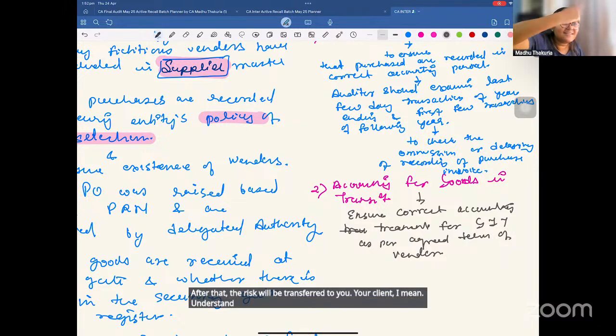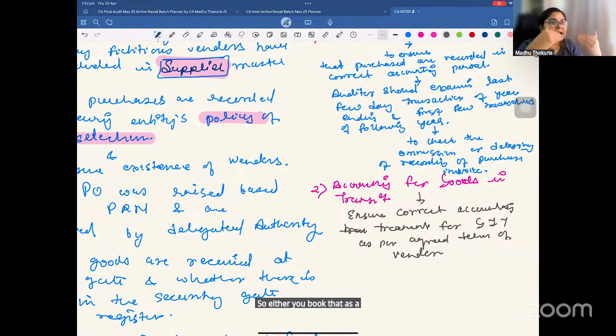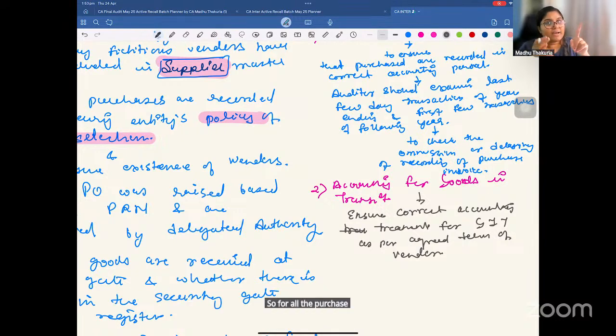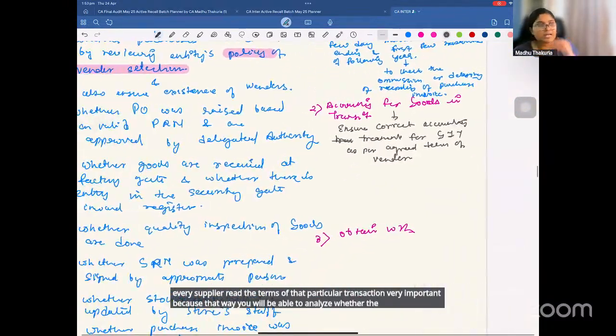Understanding? So the moment the risk and reward is transferred, you can book the purchase cost. You don't have to wait for the material to come into the factory, because now it is your goods. So you book that as a GIT purchase, but there has to be a proper treatment of it. If the client's supplier agreed that the terms of delivery is till your factory gate, then unless and until it has come into the factory gate, you will not record that GIT. So for all the purchase invoices, whenever you go to the client, for every supplier, read the terms of that particular transaction. Very important, because that way you will be able to analyze whether the purchase cost is booked correctly or not.